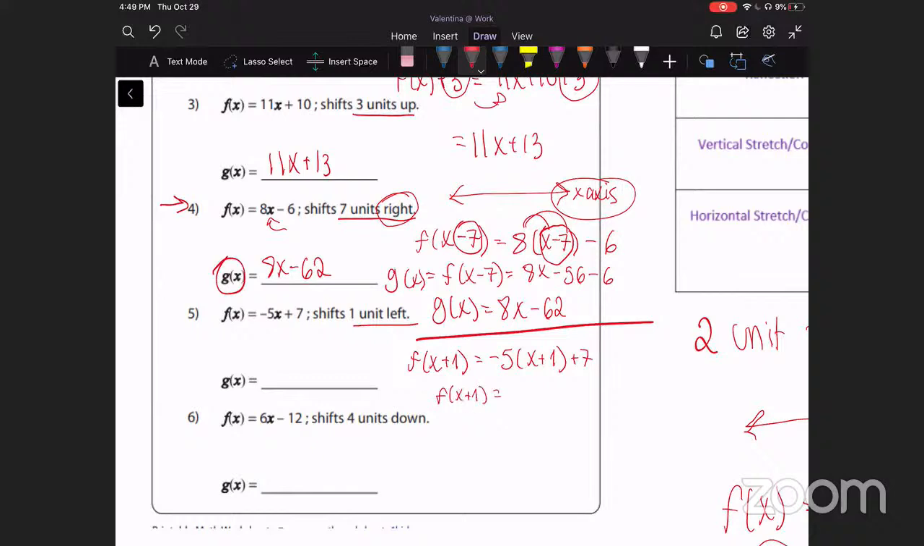Yeah, that's correct. And then you would just expand that out. So negative 5x minus 5 plus 7. And then we get plus 2. And then you would call that new function g of x. That's correct. So now let's look at number 6.